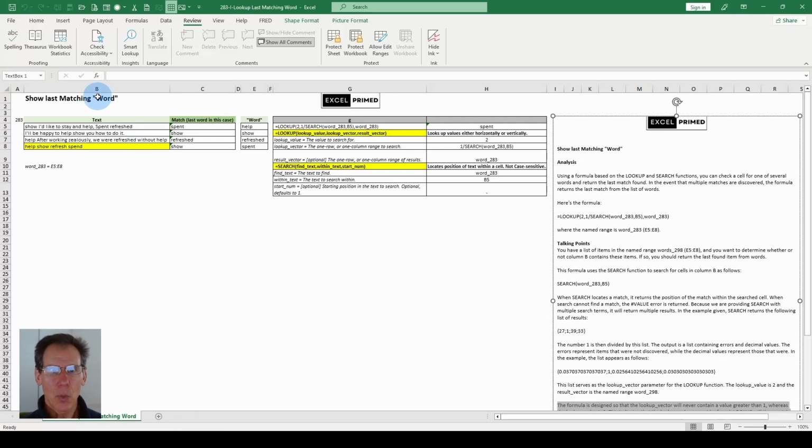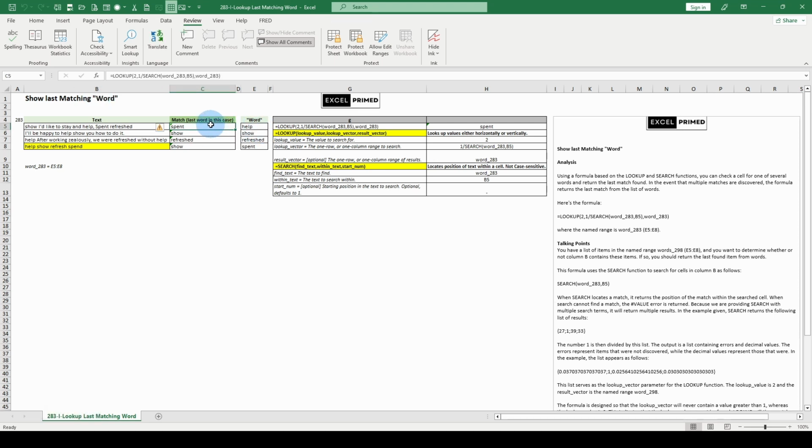What are we going to do? We're going to use the lookup function. The critical thing here is this 2. What are we doing? We're looking up a word, the last word. We're going to use this one divide, search, word, etc., etc.